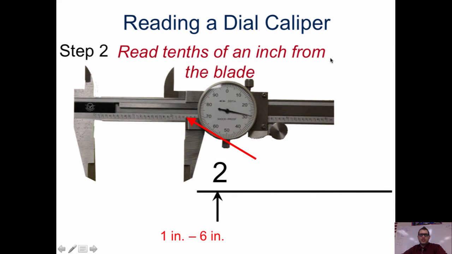But now we need to read tenths of an inch from the blade. So then we also have 1, 2, it looks like we're right over 3. But this one's saying it's right at 2. So we'll go with that. 3. There we go. Right at 3 inches. Now, that's 2, and then we have 3.